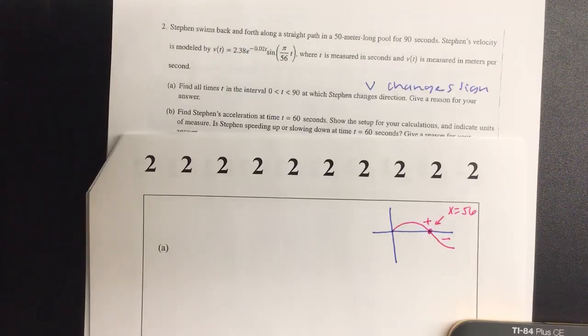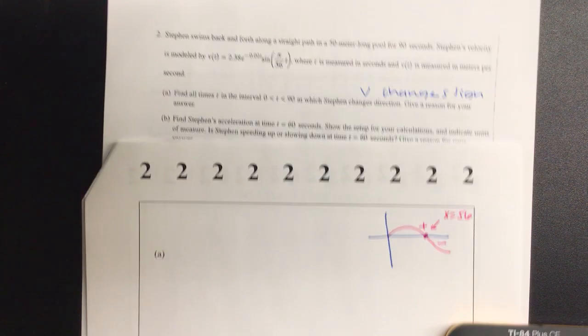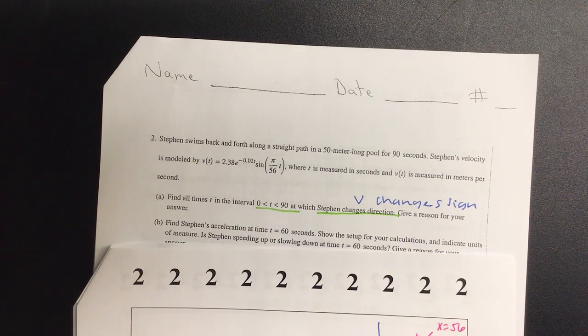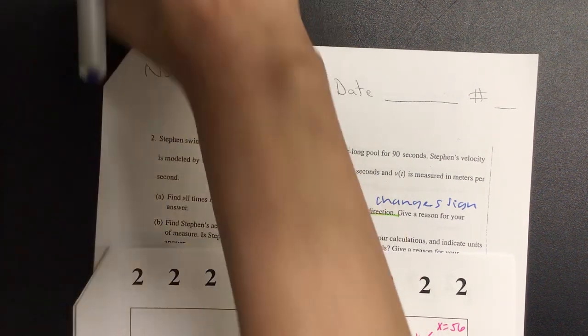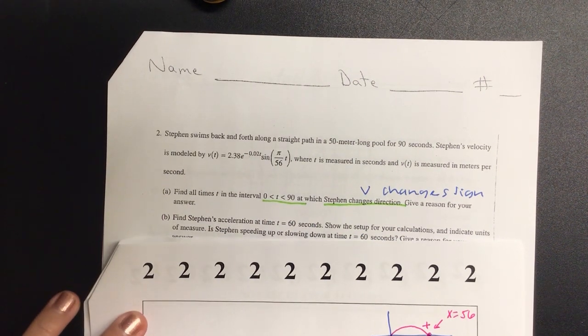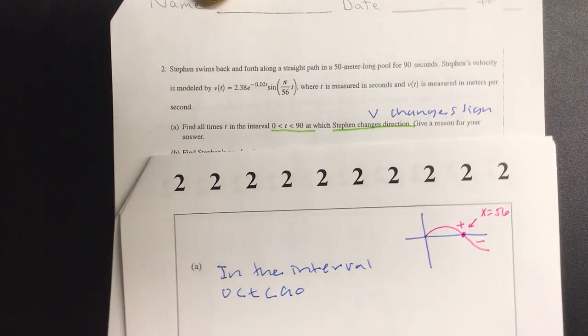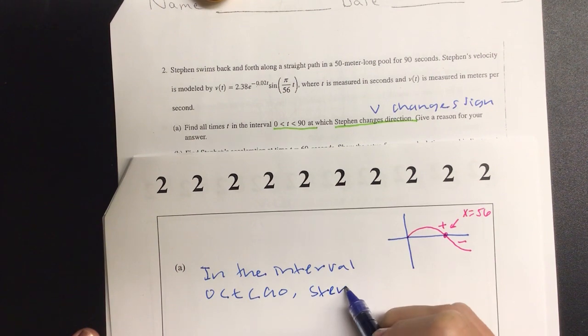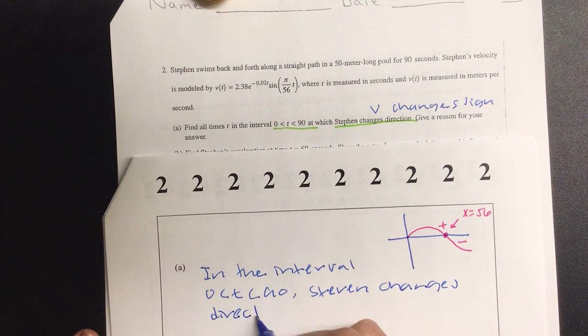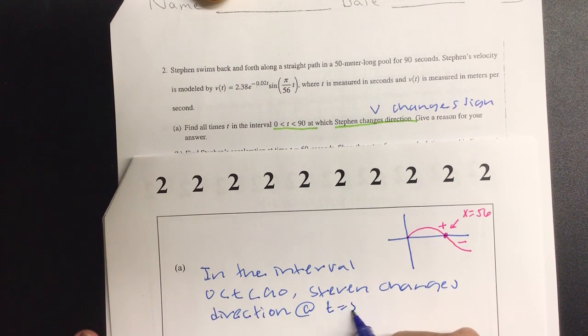Okay, so then let's go ahead and steal the sentence stem. It says, Steven changes direction, and then we want to also mention the interval. Okay, let's write in the interval. Always write more than you need. 0 < t < 90, Steven changes direction. At what time? 56. Okay, at t equals 56 seconds.